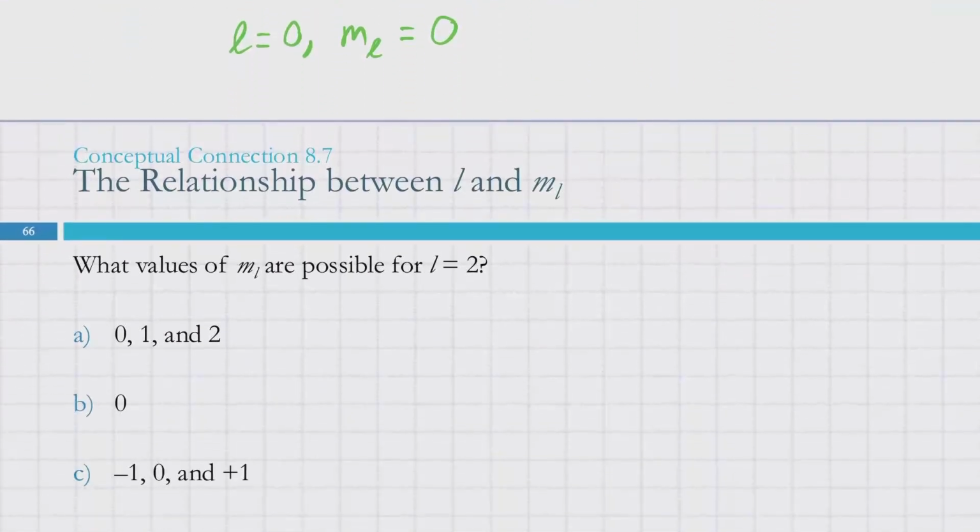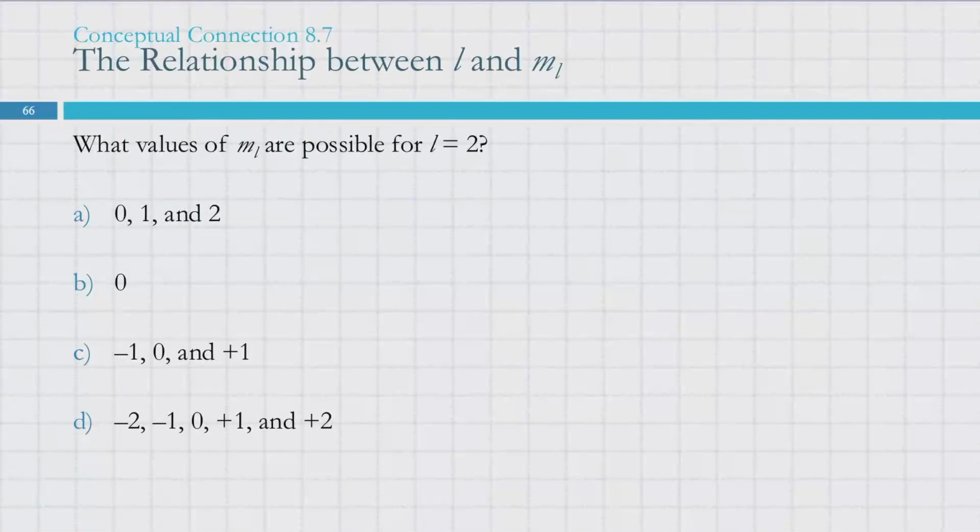Okay, so if we've got L equals 2, what are the values of m sub L that we can have? What's our rule for L and m sub L? M sub L goes from... what's the lowest value that we can have for m sub L? For L, it was 0. For m sub L, it's based on L. It's negative L to positive L.